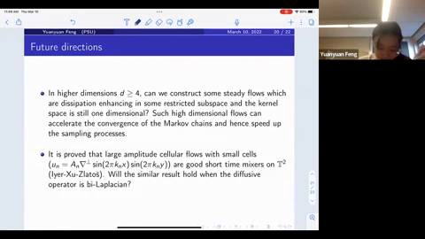Another possible direction is, can we prove some other flows. It is proved that large amplitude cellular flows with small cells are good short-term mixers on the 2D torus. This is proved by Iyer, Xu, and Zlatos. But they use some stochastic method, and the result only works when the diffusive operator is the Laplacian. Can we get a similar result when the diffusive operator is the bi-Laplacian or fractional Laplacian? I think this is also an interesting project in the future.